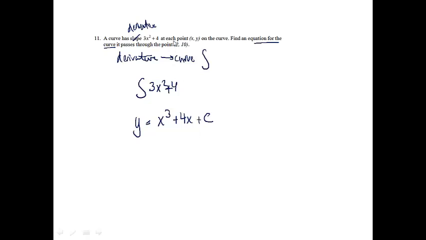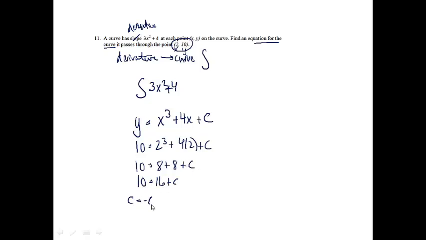And since we would like it to pass through the point (2, 10), that will help me find my c. So 2 is x and 10 is y, so I'll get 10 equals 2 cubed plus 4 times 2 plus c. That gives me 10 equals 8 plus 8 plus c. That gives me 10 equals 16 plus c. So c would have to equal negative 6. So an equation for my curve will be y equals x cubed plus 4x minus 6.